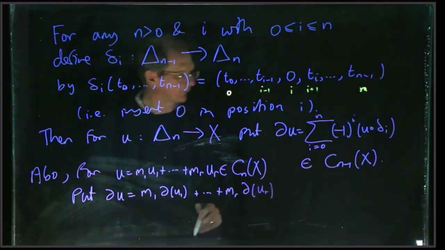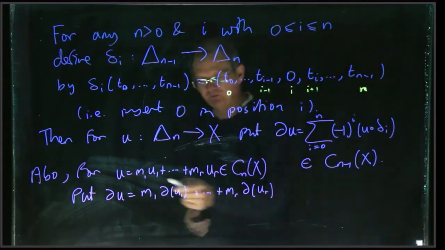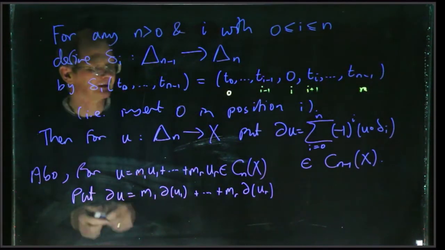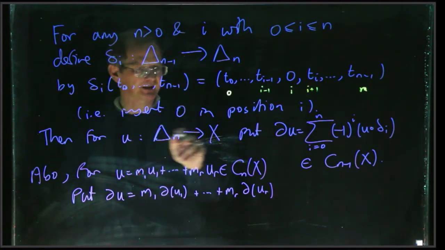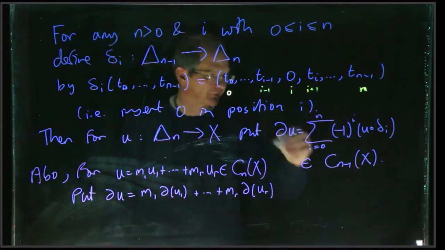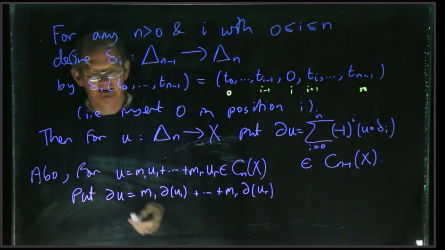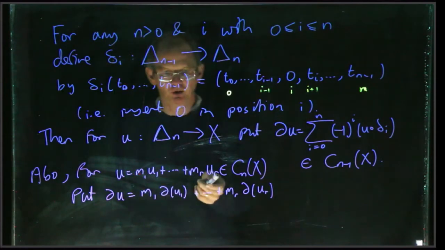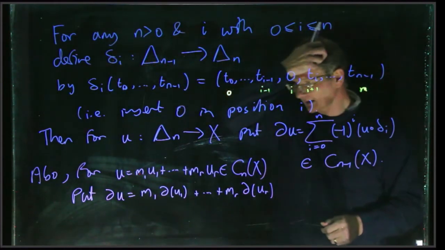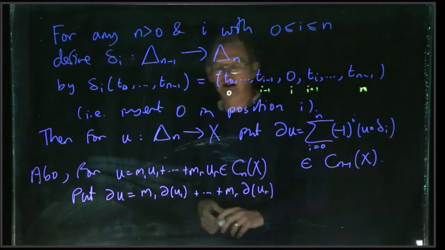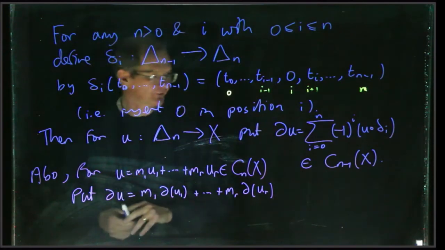Okay, I want my D to be a homomorphism. If it's going to be a homomorphism, it has to act linearly, like so. Each UI individually is a map from delta n into X, and so you use this rule over here to define what we mean by the boundary of UI. And for this U, which is a linear combination of the UIs, you just do the same linear combination to get the boundary. So that's what we mean by the boundary of this chain U here.